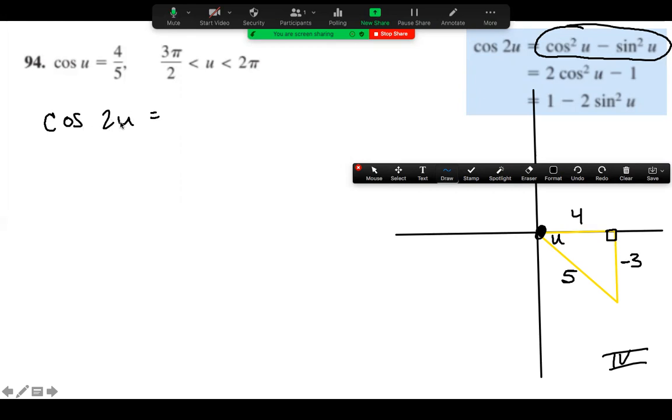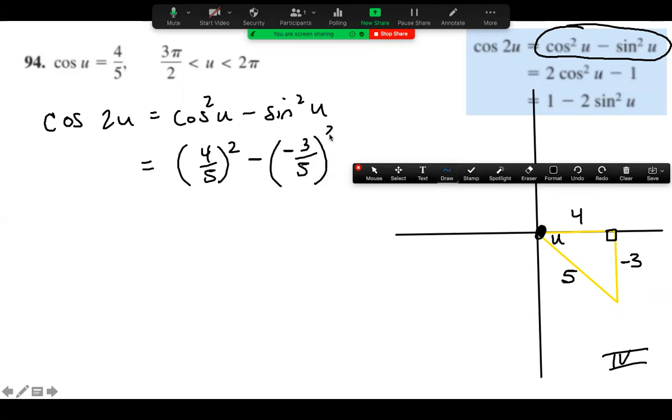So cosine of double an angle is equal to cosine squared of the angle minus sine squared of the angle. Okay. Well, I know the cosine ratio in this particular picture is 4/5. So that's 4/5 squared minus the sine ratio, which is opposite over hypotenuse, which is -3/5 squared. So now I'll square them. 4/5 squared is 16/25. Bring down my subtract.